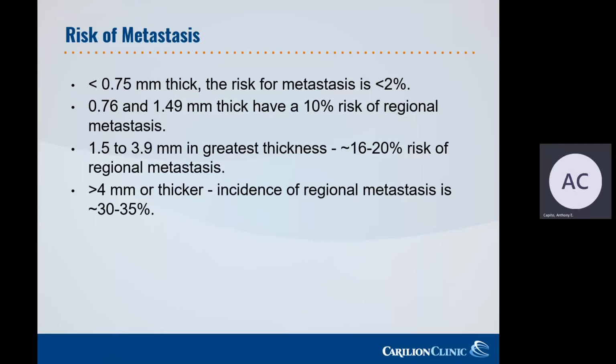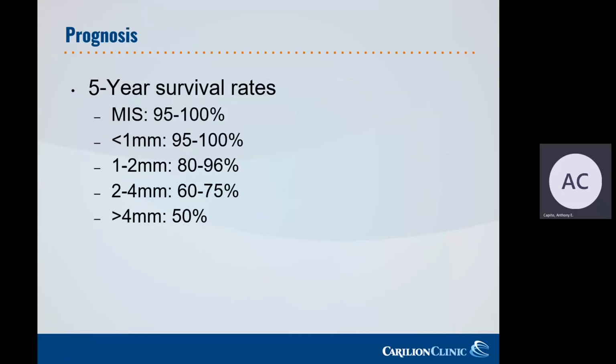If you have one that's 0.76 to 1.49, there's a 10% risk of regional metastasis, and a sentinel lymph node biopsy is usually recommended. And if you have greater than 1.5 up to 4, there's a 20% risk of regional metastasis, and anything greater than 4 is about a 35% chance of regional metastasis. So it really seems to change from a thin melanoma at 0.75 to 0.76, the increased risk of metastasis, which prompts a referral to surgical oncology for me for consideration of a sentinel lymph node biopsy.